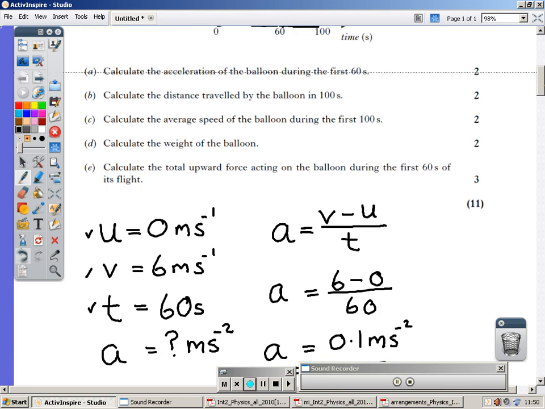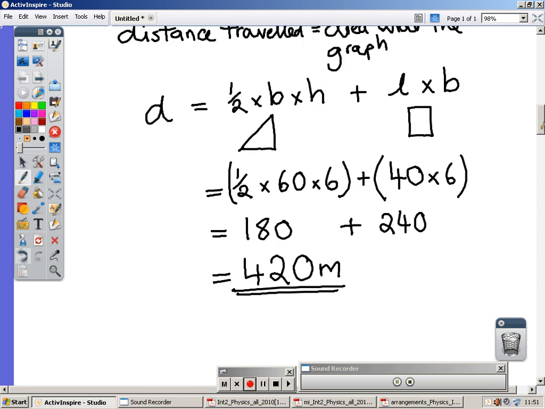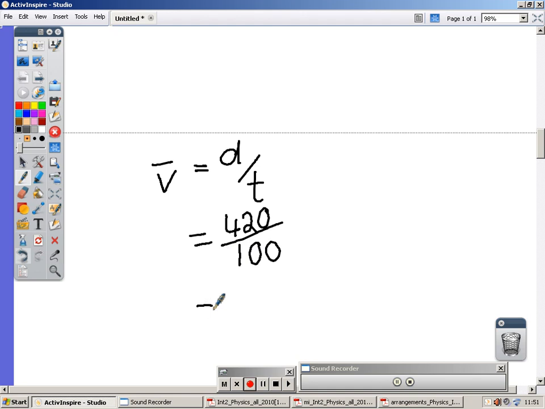The next part of the question says, calculate the average speed of the balloon during the first 100 seconds. So the average speed, you should all know that the average speed is the total distance travelled divided by the total time taken. So average speed equals distance divided by time. Well, we know the distance, we worked that out in the last question, is 420 metres. The total time for that whole journey was 100 seconds. So the average speed is 4.2 metres per second. Another 2 marks.